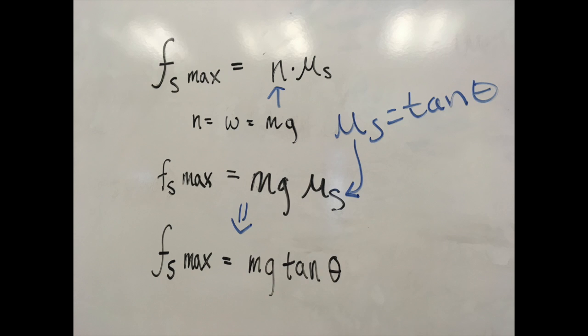Substituting mg cosine theta for N and tangent theta for the static friction coefficient back into the static friction maximum equation gives us Fs max equals mg tangent theta, which was used in our calculations.